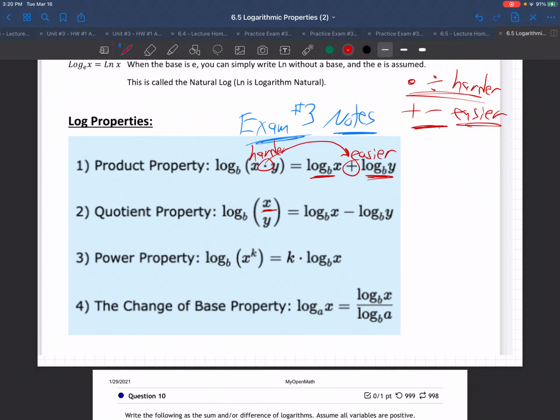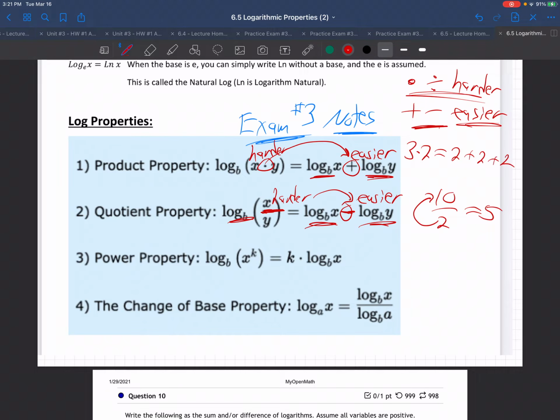So see how dividing, a harder operation for one person, becomes subtraction for 2 people, easier for 2 people. It makes sense that dividing and subtraction go together because they both make numbers smaller, and dividing is repeated subtraction. Right, 10 divided by 2 is 5 because 2 goes into 10 5 times, or you can subtract 2 out of 10 5 times. It's repeated subtraction. Whereas multiplying, 3 times 2 is 2 added 3 times. Multiplying is repeated adding, so it makes sense that multiplying and adding go together.